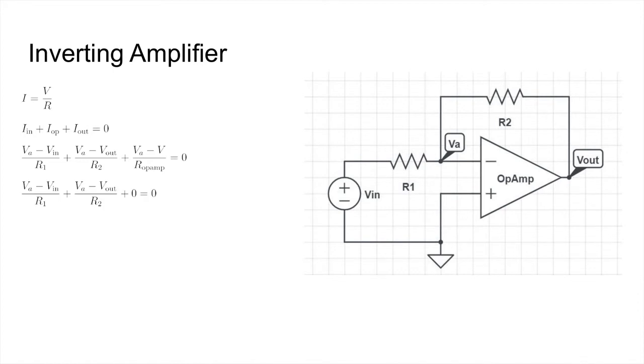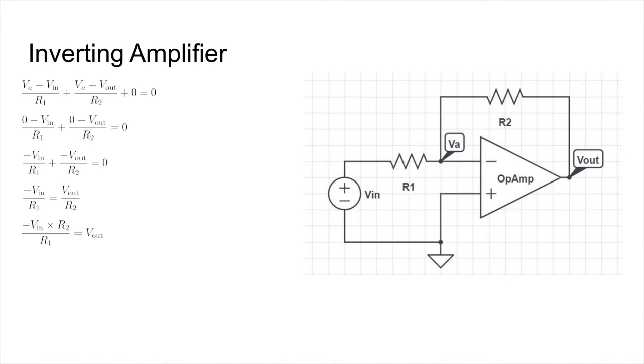So we could eliminate that part of our equation, and we're also going to put that in for the rest, because again, VA should be mimicking the ground node. So we now have negative V in over R1 plus negative V out over R2. Let's go ahead and solve and separate those two, and now we have negative V in over R1 is equal to V out over R2.